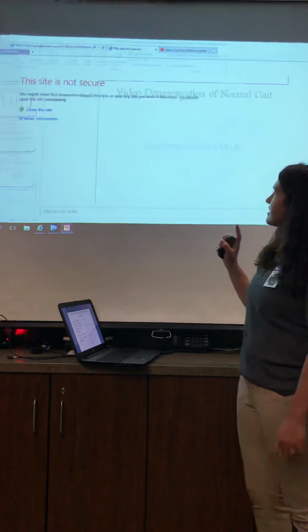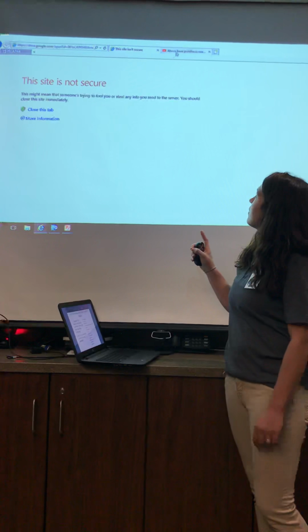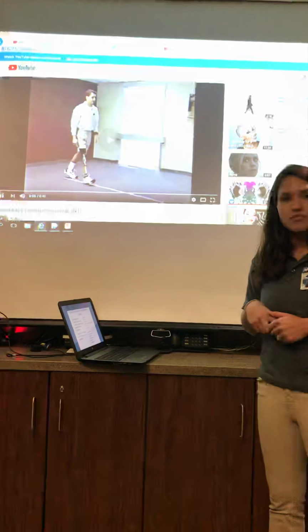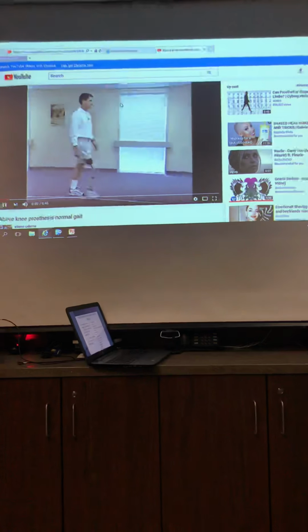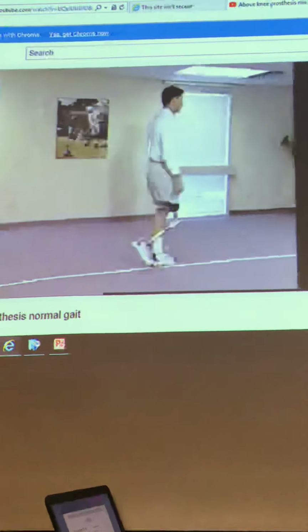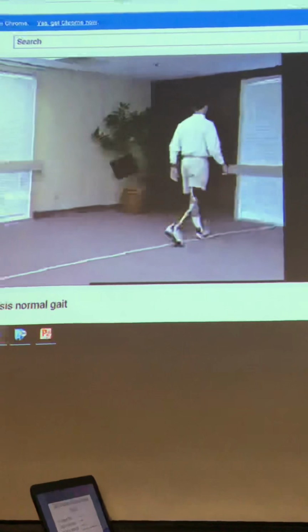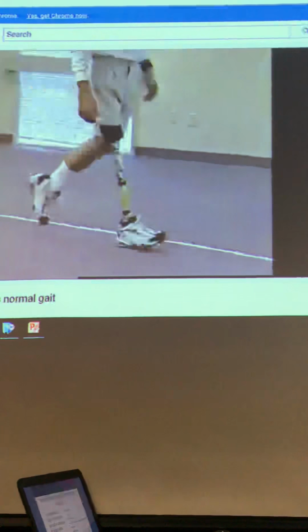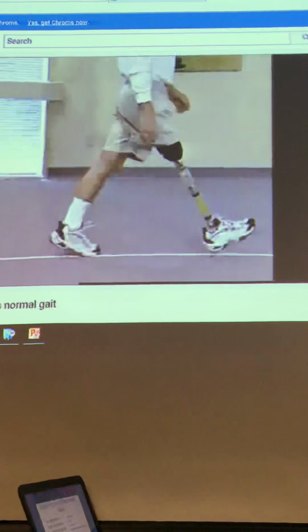Since I don't have any video demonstrations to show you, if we can get it pulled up, this is a video of a normal gait pattern for an above knee amputation. As you can see, he's walking straight, has adequate heel rise, and adequate pelvic drop, making it a normal gait pattern.